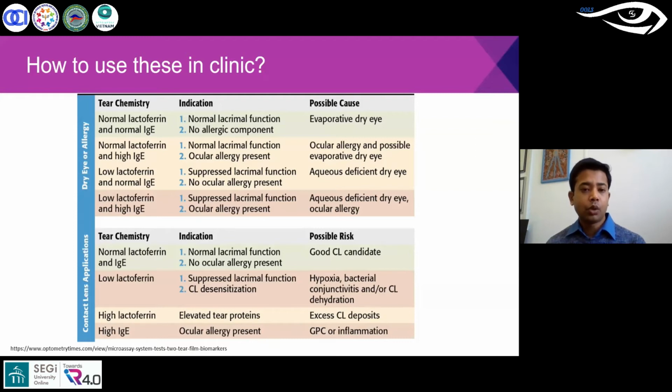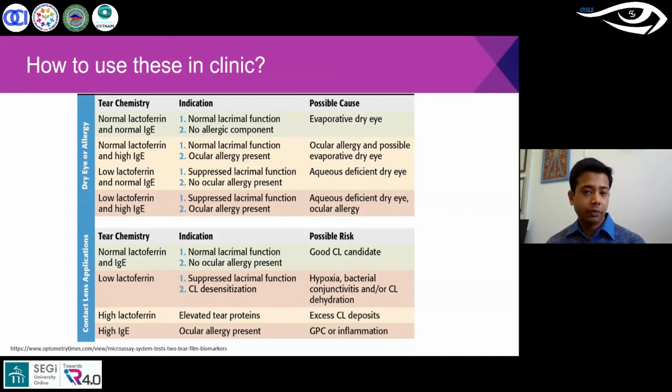So let's look at the top left, which is dry eye and allergy, which are actually bundled together. With this nice article, they said the tear chemistry is normal lactoferrin, which means normal aqueous secretion, and normal IgE, which means there's no allergy going on. If patients still have symptoms, it's very likely to be evaporative type because aqueous secretion is okay, as determined by lactoferrin. With normal lactoferrin, so plenty of tear in the eye, and high IgE, there's definitely allergy happening, and it may also be evaporative type, but definitely there's allergy.